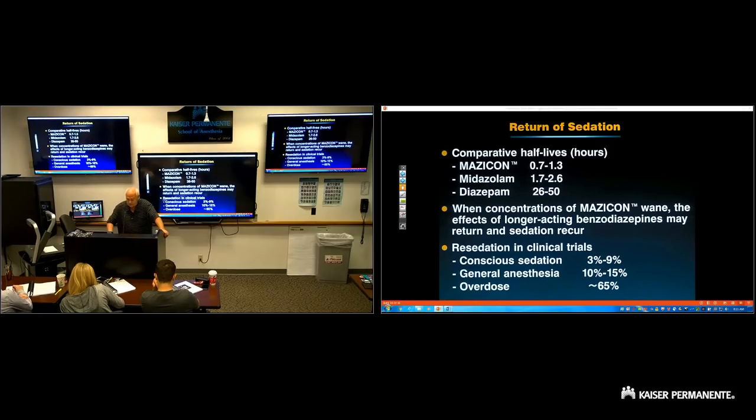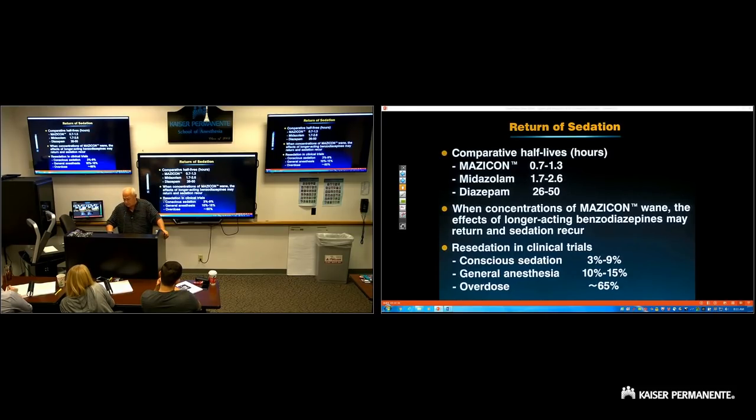So comparing half-lives, there's Romazicon, flumazenil, 0.7 to 1.3. There's Versed, 1.7 to 2, so it's a little bit longer. And of course, Valium we know is extremely long. If you're reversing Valium, let's say in an ER, then you can bet the patient's going to resedate. So yeah, you can give reversal and get the patient awake, and that will protect their airway a little bit, and they won't aspirate, and they'll breathe better and so on. But you better keep the patient there because they're going to go back to sleep within an hour to 2 hours.